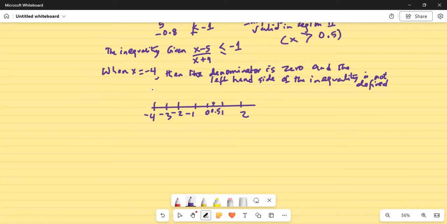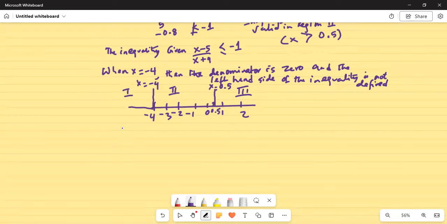So actually we have to consider this boundary point, which is x equal to -4. Then this is the solution, which is x equal to 0.5. So actually this is 1, this is 2, and this is 3. So we have to consider the boundary point. So region 1 is x less than -4.